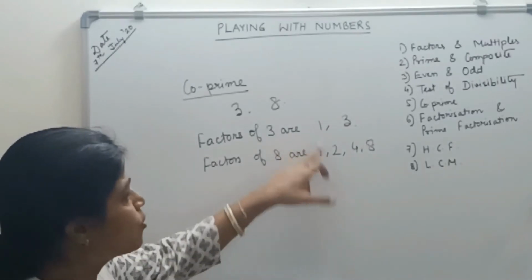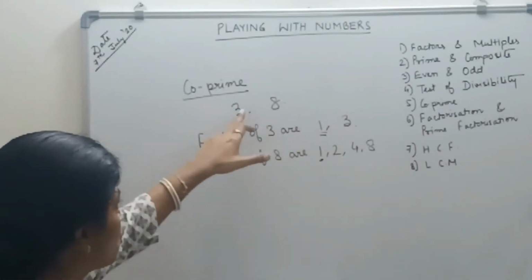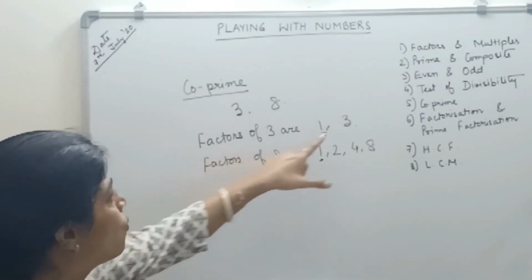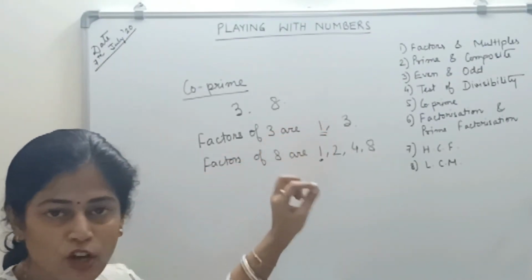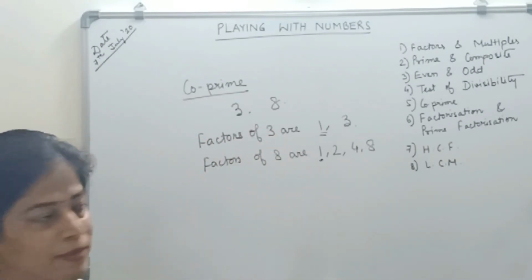So what are the common factors of 3 and 8? 1 is the only common factor of 3 and 8. So 3 and 8 are called coprime numbers. So if 1 is the only common factor of two numbers, then those two numbers are called coprime numbers.